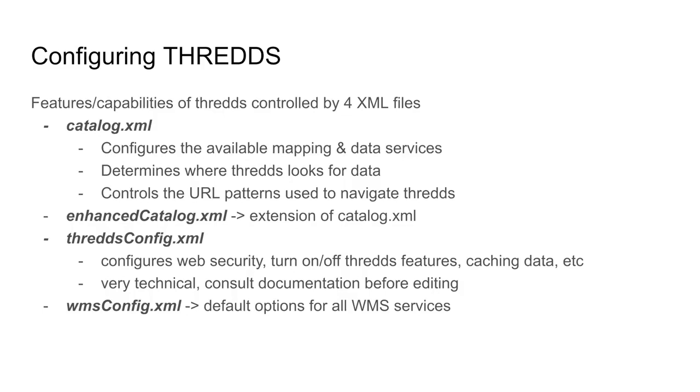Enhanced catalog.xml is next. This is just an extension of catalog.xml. Anything you put in catalog can be put in enhanced catalog for convenience or organization. ThreddsConfig.xml is the third. This configures really technical parts of THREDDS, like web security, turning on and off different features, caching data. You should really consult the documentation before editing this. This is an advanced catalog for you to look at.